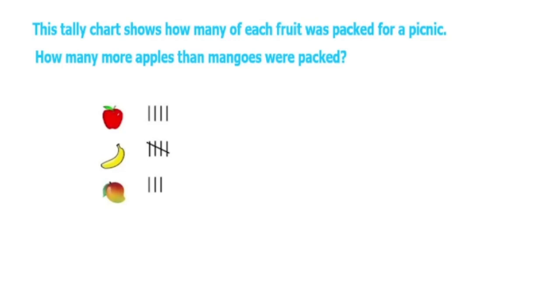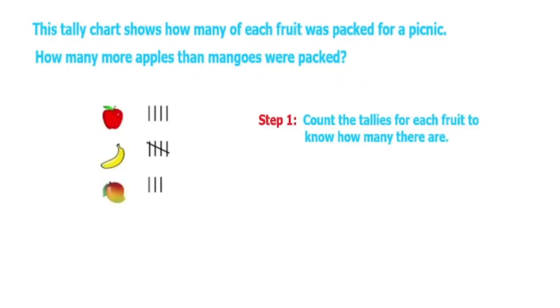In this lesson, we're going to learn about tally charts. So if we have a problem like this that says this tally chart shows how many of each fruit was picked for a picnic, how many more apples than mangoes were picked. So the first step is to count the tallies for each fruit to know how many there are. And then step 2, focus on the apples and the mangoes.